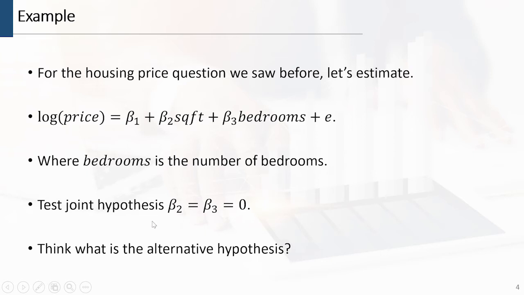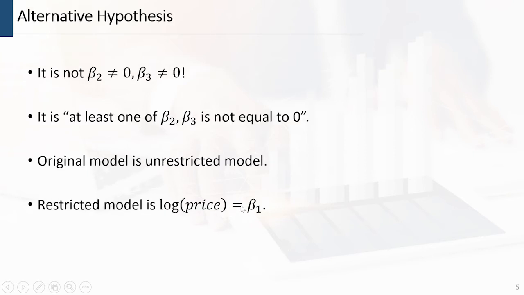Okay, so first thing first, let's be clear about this. If this is the null hypothesis, beta 2 is equal to beta 3 is equal to 0, what is the alternative hypothesis? Here you need to be very clear that the alternative hypothesis of beta 2 equals beta 3 equals 0 is not that both beta 2 and beta 3 are not equal to 0.